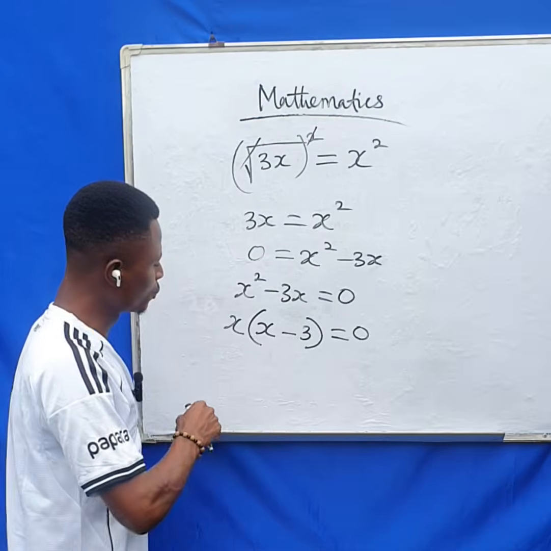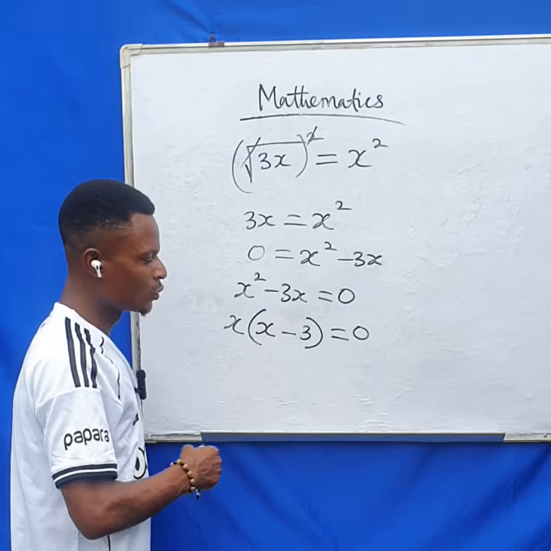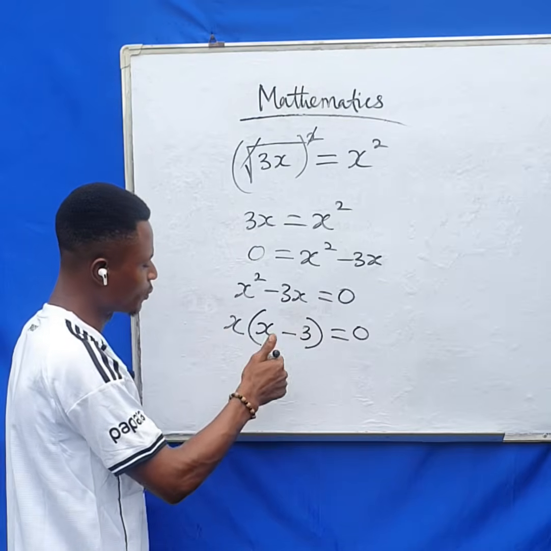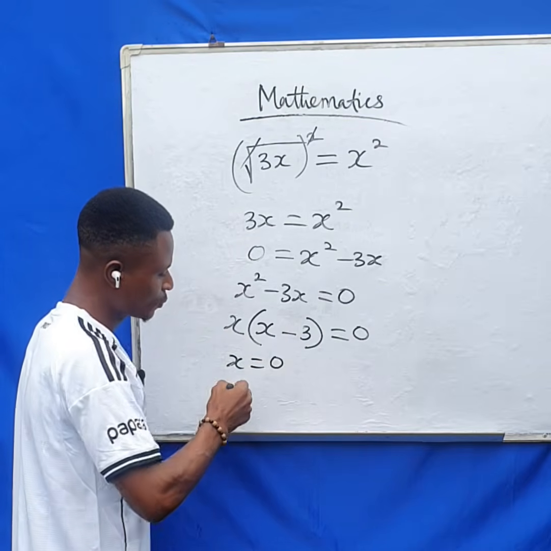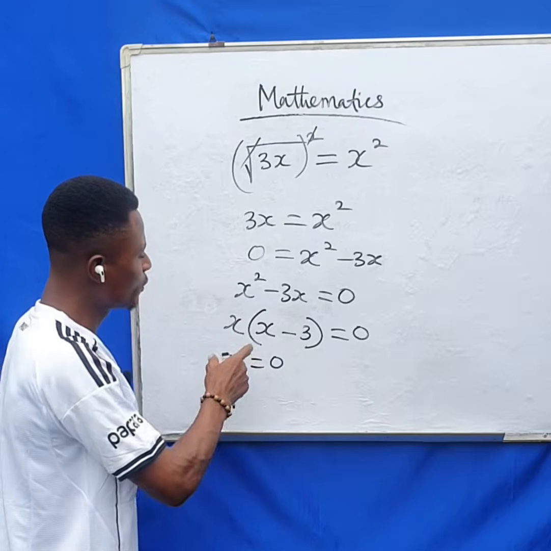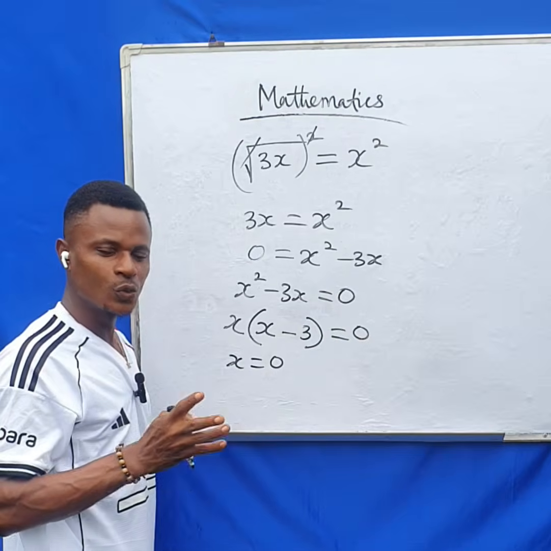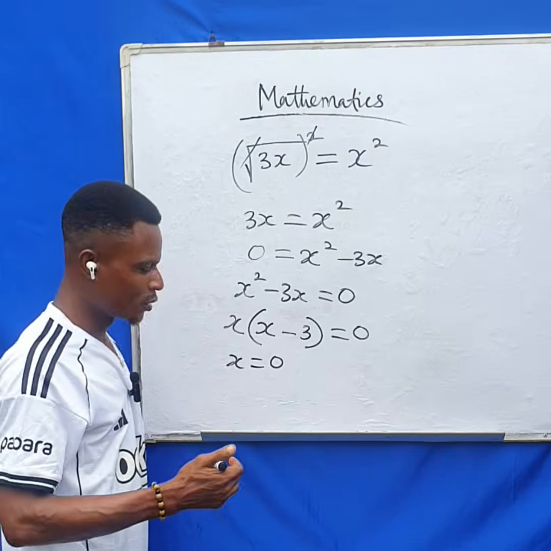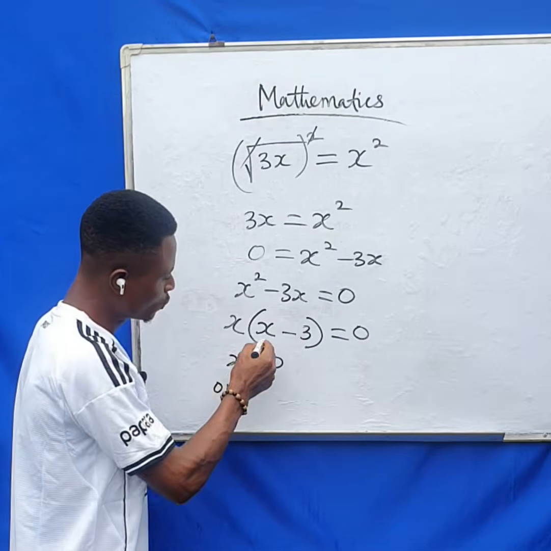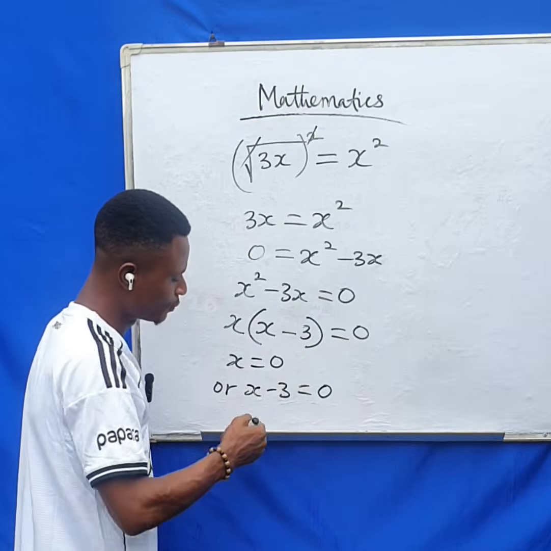The next thing to do is to equate each of these to 0. So first of all, we are going to say x equal to 0. We have gotten one value for x, so x is equal to 0. Then the next thing to do is to equate this other one to 0. And when you are doing that, you have to write "or". So we're going to write "or". We say x minus 3 equal to 0.